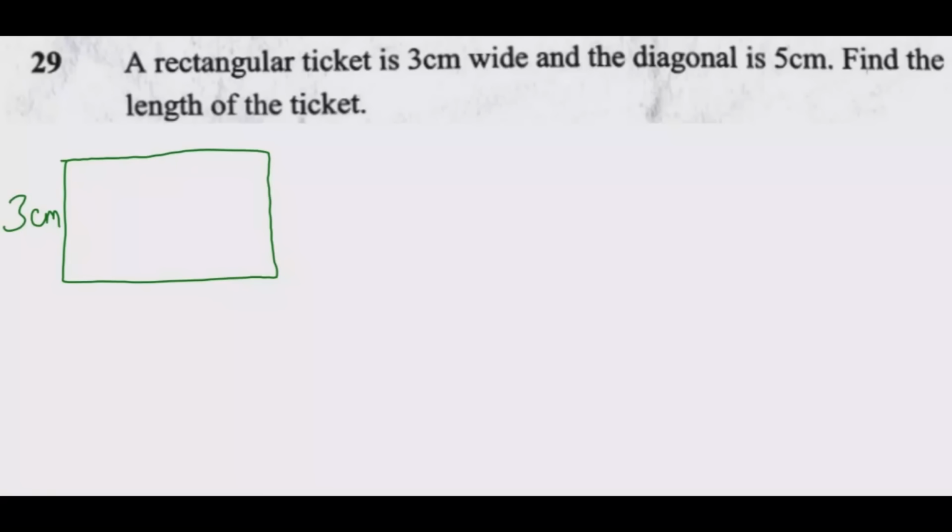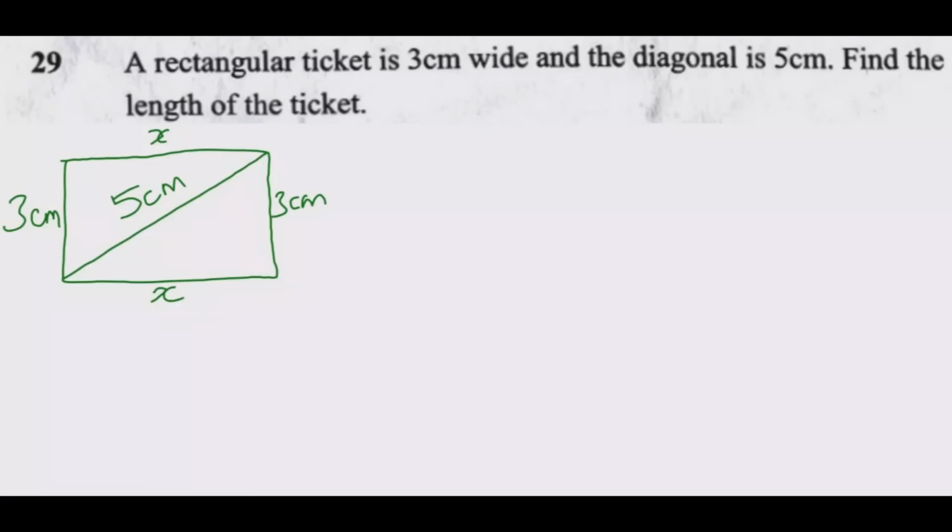Now, diagonal means there's a line. When you cut a line across the paper like they have demonstrated, this is 5 cm. Then the question is, find the length of the ticket. So they want us to find the length, which is here, this one. Remember, this is also 3 cm. So they want us to find that x.